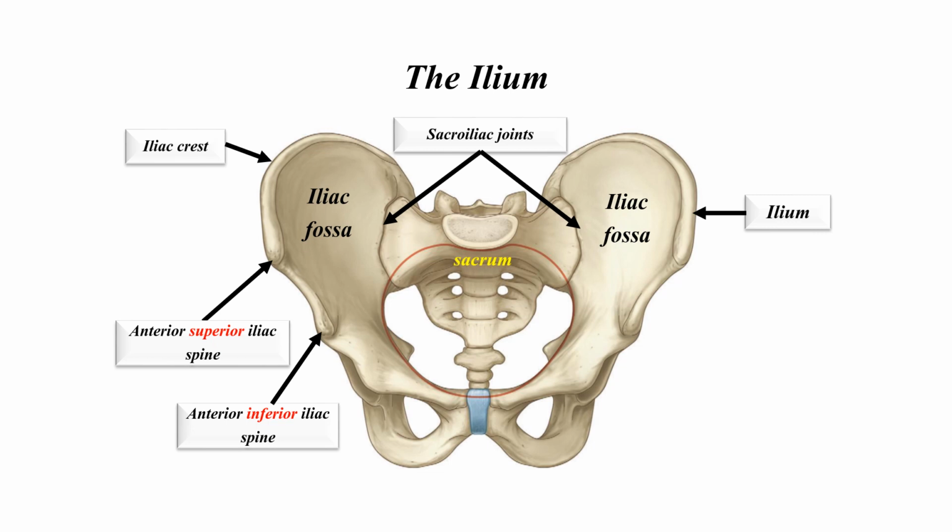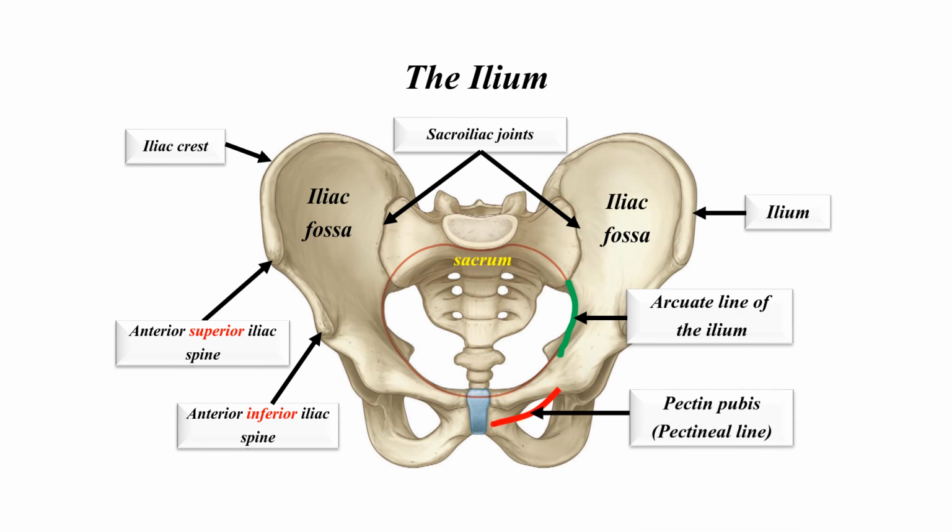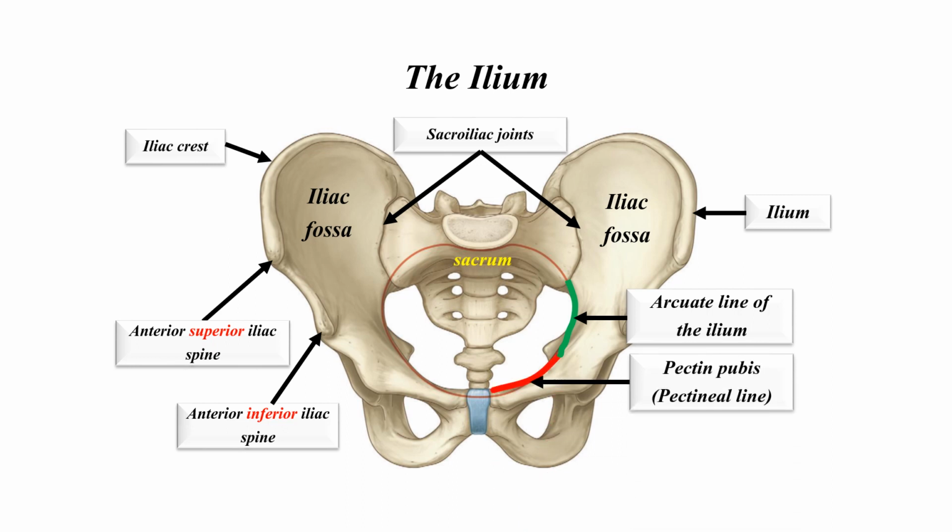Medially, the ilium has two fossae. This fossa is for attachment of iliacus muscle. Also, the ilium has arcuate line medially. This line joins the pectineal line of the pubic bone to form the pelvic brim.